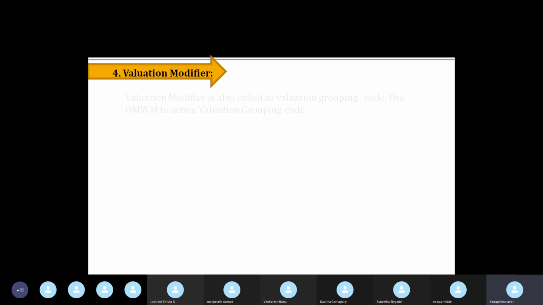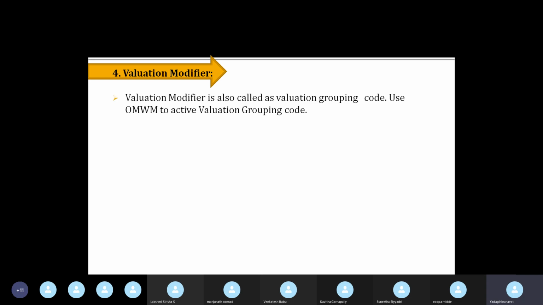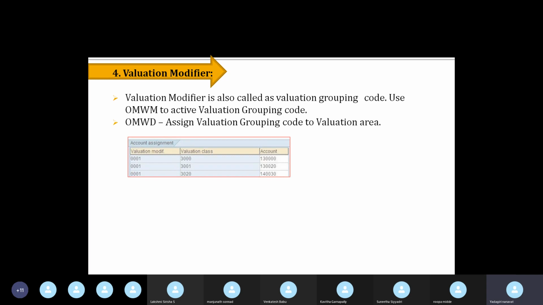Fourth one is valuation modifier. Valuation modifier is also called valuation grouping code. Use OMWD to activate valuation grouping code. To simplify the different types of goods, we will use this valuation modifier. ONWD, assign valuation group to the valuation area. Here these are the different types of valuation classes. So to simplify the goods, we will use the valuation modifier here.